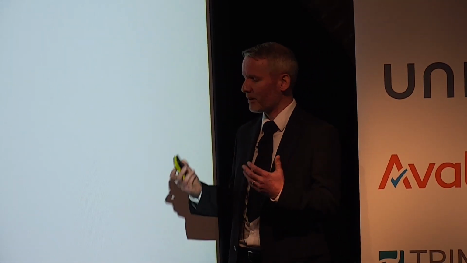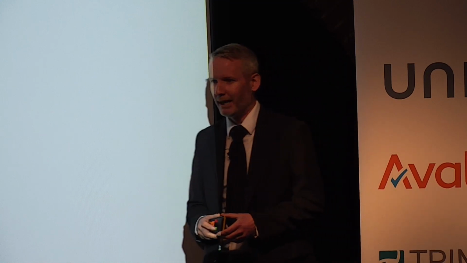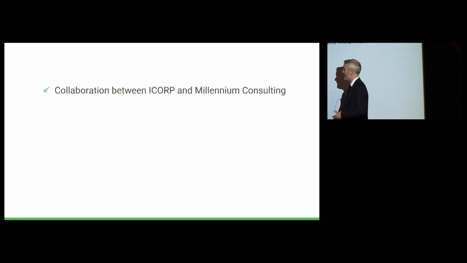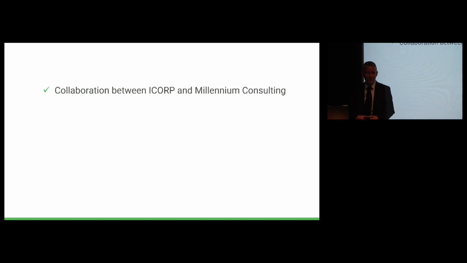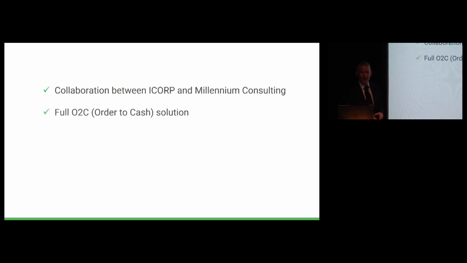So, complex billing made simple. That's the tagline for MBilling. So, what is MBilling? Again, we have many partners. iCore is one of them. MBilling is a collaboration between iCore and Millennium. And if you couldn't all see in the darkness the iCore team, I will show you a picture of them later so you can go and speak to them. It's a full order-to-cash solution.